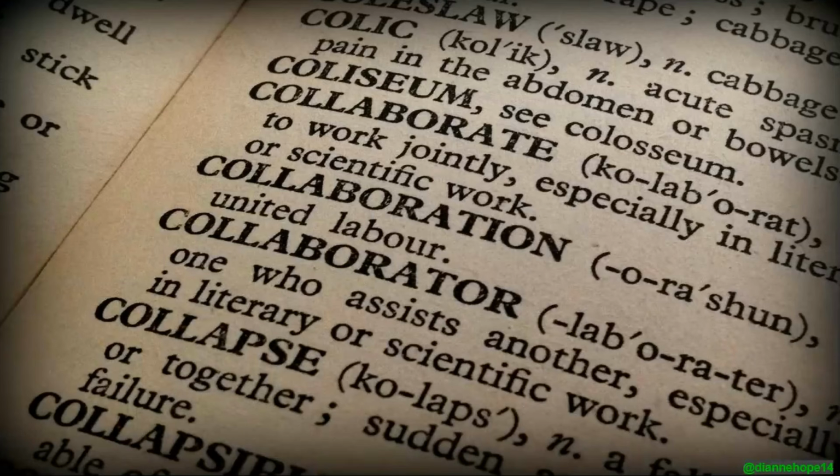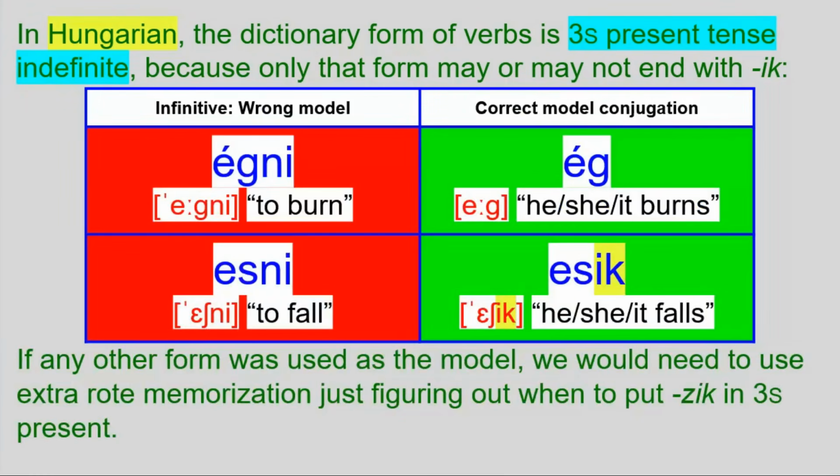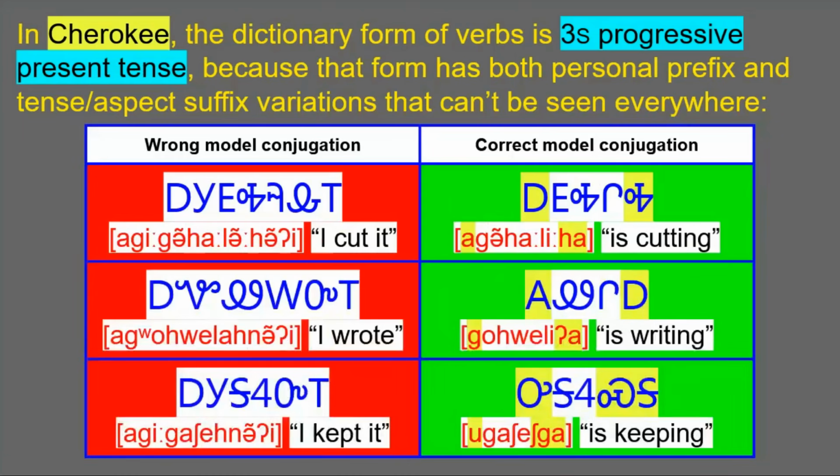So now I've reached my last complaint about linguistic conventions, and I have a bit of a lesson in making good dictionaries to start. When you're deciding which form of verbs to show in a list of them, you're going to want something that gives you all the information you need to form any other verb conjugation off of it, outside of exceptions. To give some examples of languages that do this correctly, Hungarian uses the third-person singular present tense conjugation for indefinite objects, which is the only form that may or may not have an ik suffix. Cherokee also uses the third-person singular progressive present tense because on it, you can see both the variants of the personal prefix and the tense suffix that need to be used.